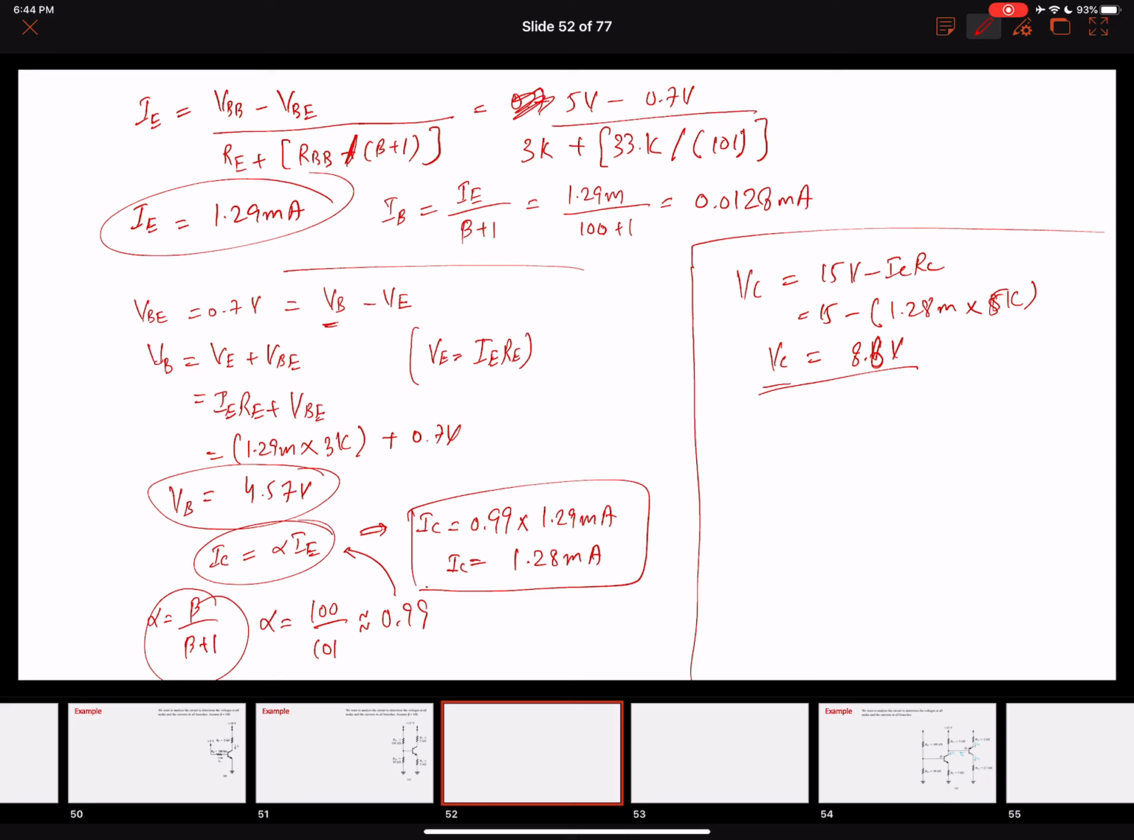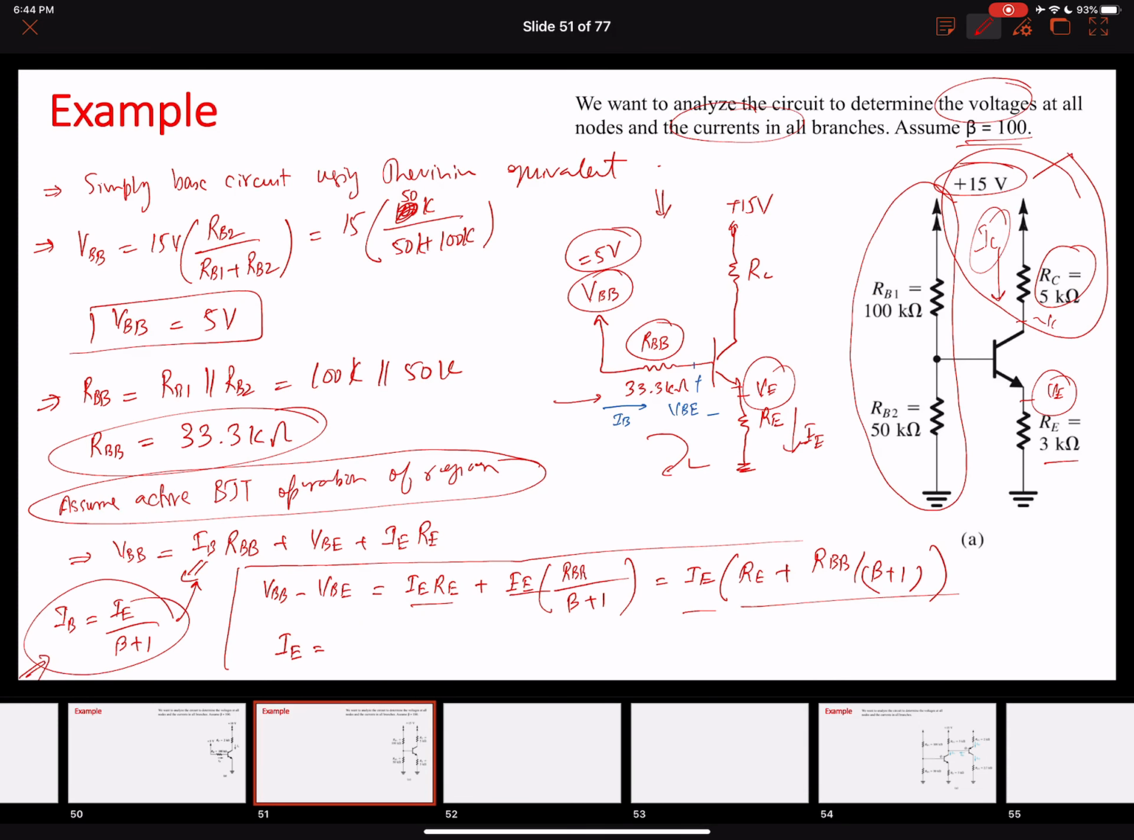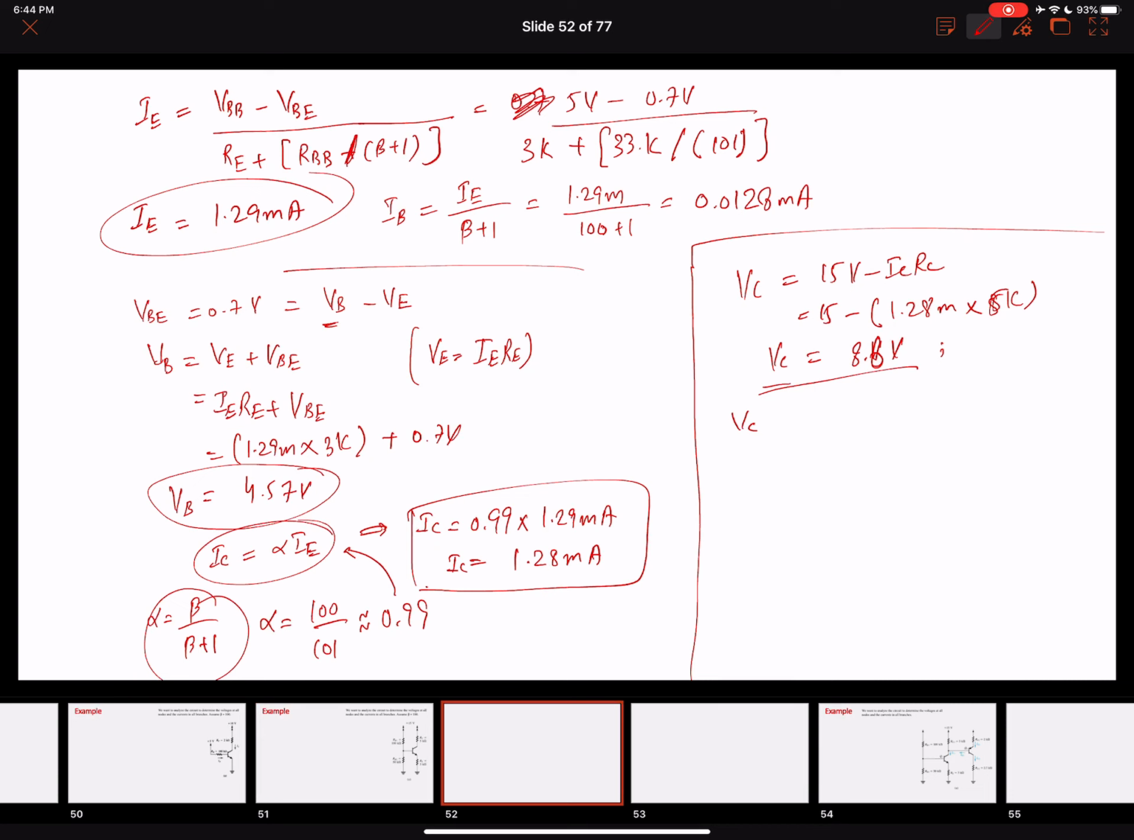Now let's verify our assumption. Our collector voltage is 8.6 volts. What is our base voltage? This is the base voltage that we ended up finding, 4.57. So our collector voltage is 8.6 volts and the base voltage is 4.57 volts. This means the collector voltage is greater than the base voltage, and the difference is 8.6 minus 4.57 equals 4.03 volts.